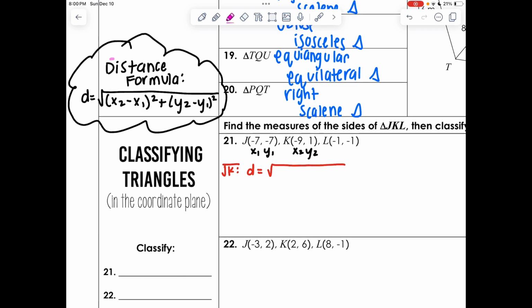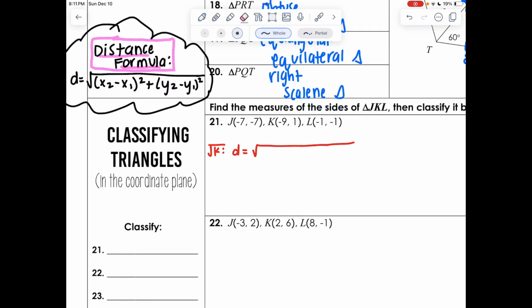Distance formula. Distance formula is here. You guys are amazing, and I appreciate you. We're almost done with the semester, and you guys have done so well. So go ahead and write this down. And we're going to use that. Okay, so we're going to use this formula.